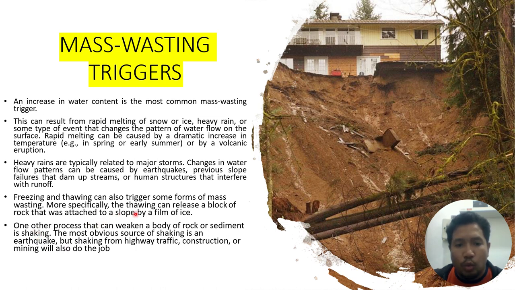Changes in water flow pattern. Changes in water flow pattern can also cause slopes to fail. For example, if an earthquake dams up a stream, the water behind the dam can build up pressure and eventually cause the dam to fail. This can release a large amount of water onto the slope, causing it to fail.